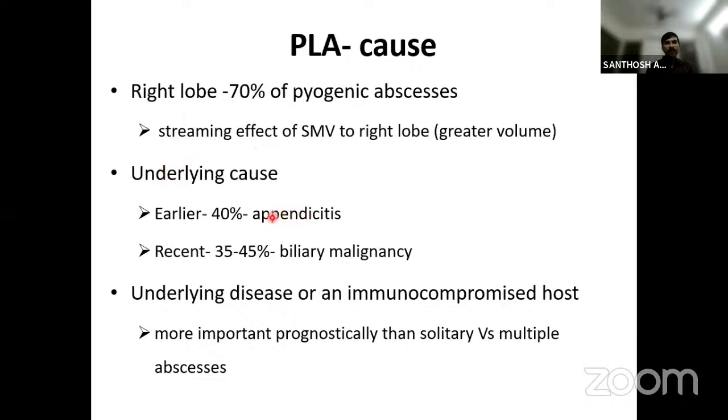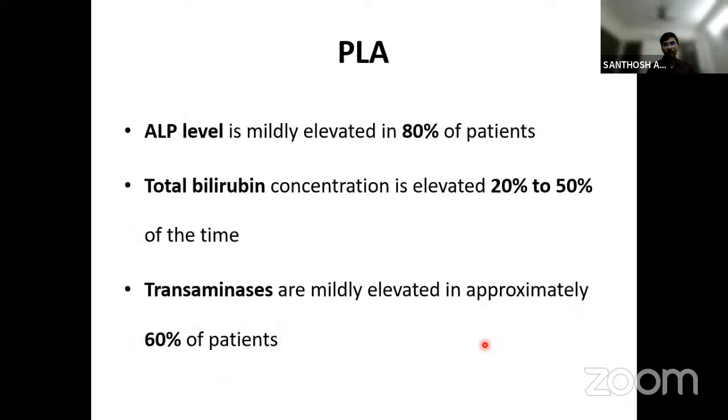Earlier, the underlying cause was appendicitis, but these days, 35 to 45% are of biliary malignancy origin. Underlying disease or an immunocompromised host is more important prognostically than solitary versus multiple abscess.